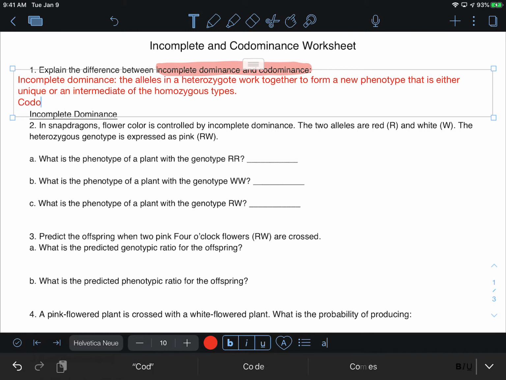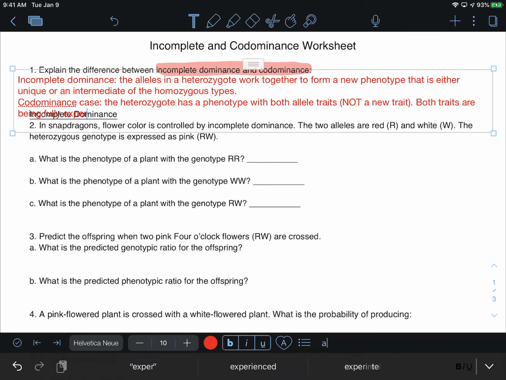And then in the codominance case, the heterozygote has a phenotype with both allele traits, not a new trait. So that's where we have that roan cow that has the white and the red. It's not a pink cow. It's a white and a red trait. They might be in a patterned situation. There might be patterning or something, but both traits are being expressed. Both traits are being fully expressed. I'll fix that in post.